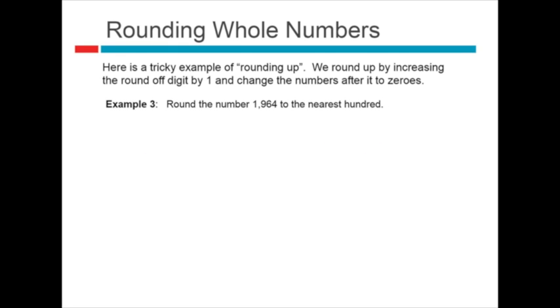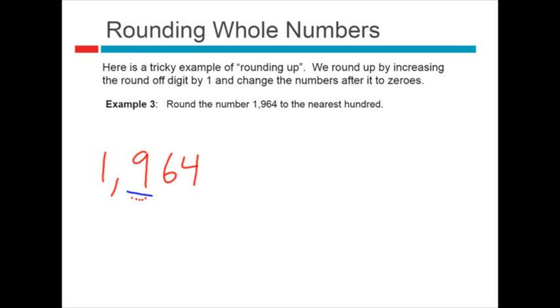So here's another example of rounding up. It's a little bit trickier than the last one. So first we'll start by writing down our number, 1,964. And we want to round this to the nearest hundreds place. So our round-off digit is the 9, which is in the hundreds place. So normally when we round up, we increase the round-off digit by 1 and then change the number after it to zeros. But you can see this one has a little bit of a problem because that 9, if we want to bump up 9 hundreds, we can't just increase the digit by 1 because 9 is our highest single-digit number.